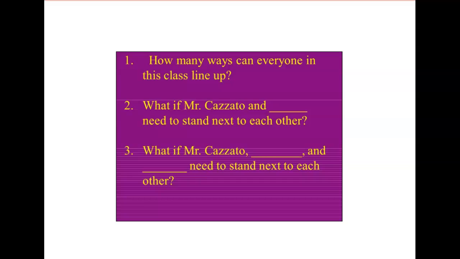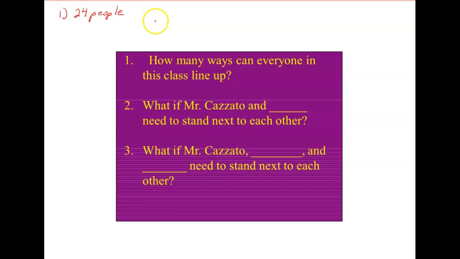In problem number 1, how many ways can everyone in the class line up? So first, let's assume that there are 24 people in the room, including the teacher. So if we were all to line up at the door single file, how many ways can that be done is the question of interest. Go ahead and pause the screen and try problem number 1 and then come back.